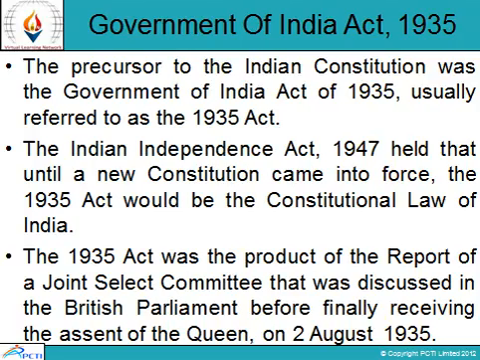The precursor to the Indian Constitution was the Government of India Act of 1935, usually referred to as the 1935 Act. The Indian Independence Act 1947 held that until a new constitution came into force, the 1935 Act would be the constitutional law of India. The 1935 Act was the product of the report of the Joint Select Committee that was discussed in the British Parliament before finally receiving the assent of the Queen on 2nd August 1935.